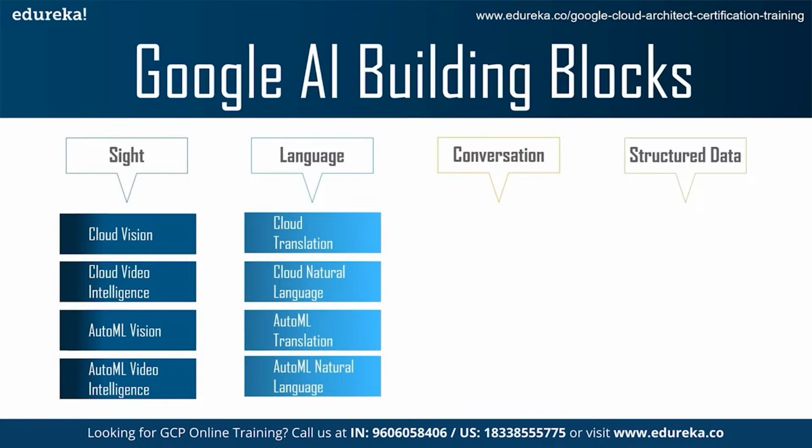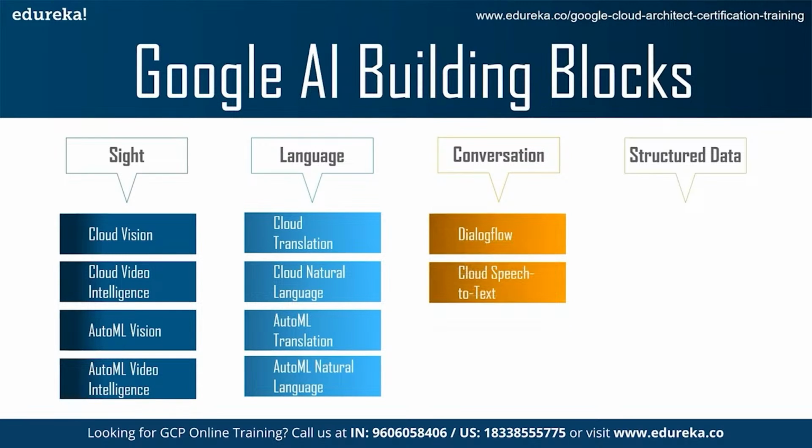Now the third main category is conversation. Under conversation, we have the first product, Dialogflow, which is a natural language understanding platform that makes it easy to design and integrate a conversational user interface into your mobile app, web application, device, bot, interactive voice response system, and so on. Using Dialogflow, you can provide new and engaging ways for users to interact with your product.